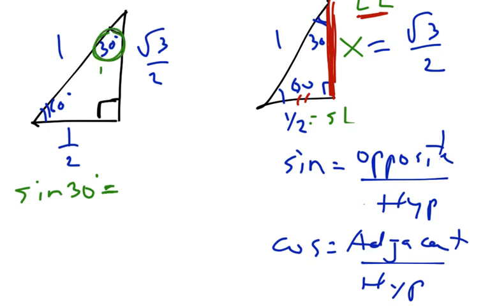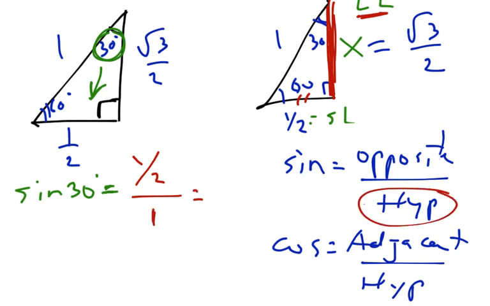What's the opposite side? Across from the 30. That will be the opposite side, so I'm going to have 1/2. Opposite side will be 1/2 over hypotenuse. My hypotenuse is 1. 1/2 divided by 1 is 1/2. So sine of 30 is 1/2.